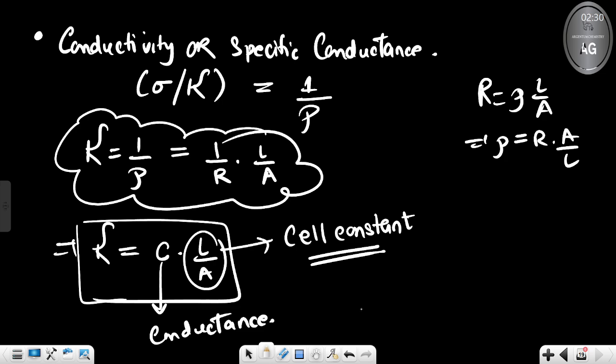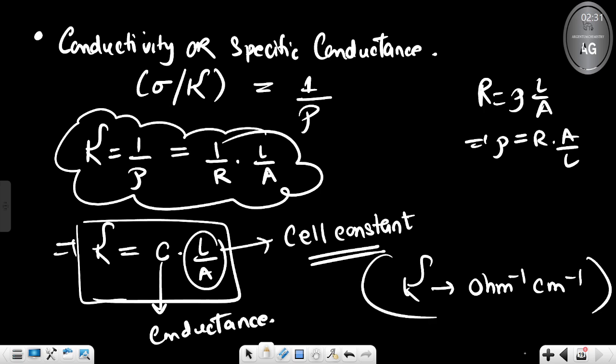This unit will be known as ohm inverse centimeter inverse. So let's calculate this unit. See, ohm inverse and centimeter inverse. This is one mistake which you make: the unit of kappa is ohm inverse centimeter inverse. Some people write this unit for resistivity, but that is wrong. Resistivity is the opposite, so it becomes ohm centimeter. Done. Kappa understood?